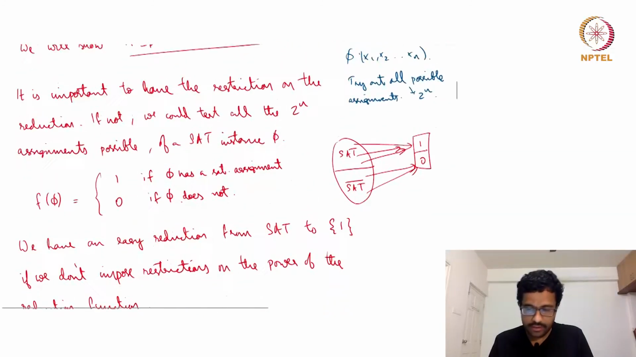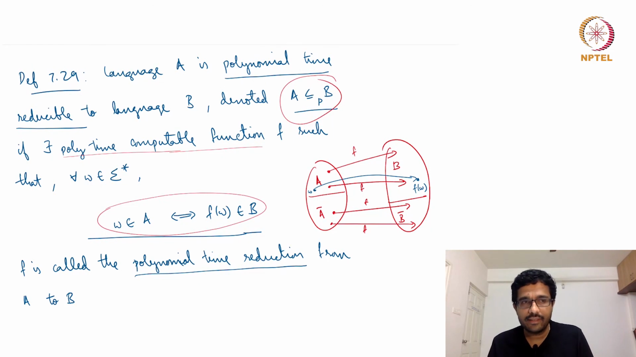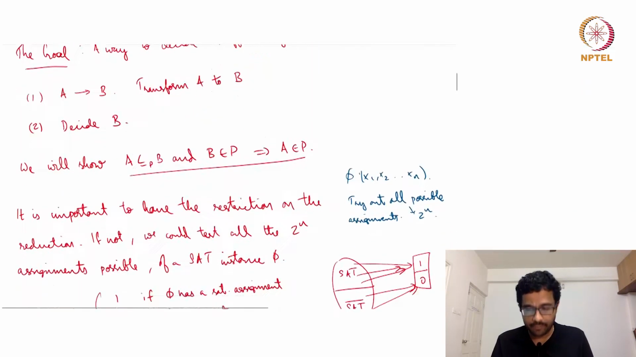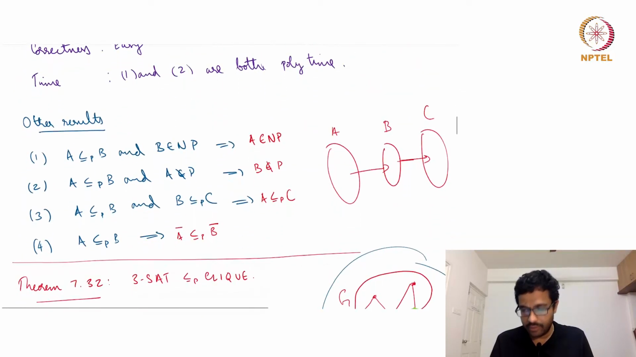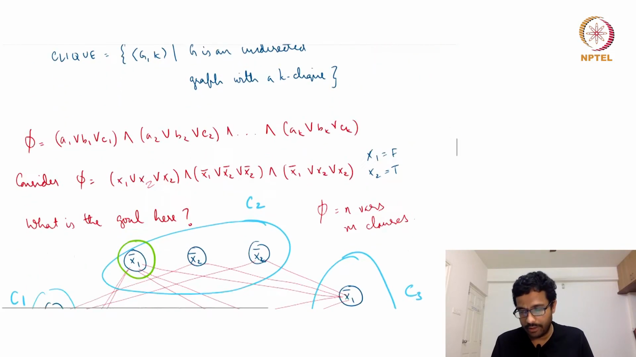What we have seen is what a reduction is, and what a polynomial time reduction is. Two things: one is the time required for the reduction, and the other is that W is in A if and only if f of W is in B. We also saw some consequences of reductions, and the fact that 3-SAT is reducible to clique in polynomial time.